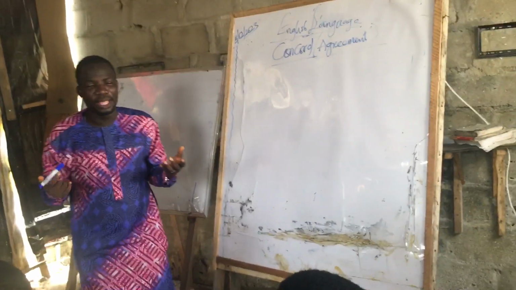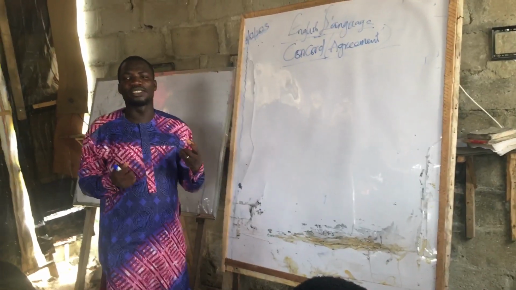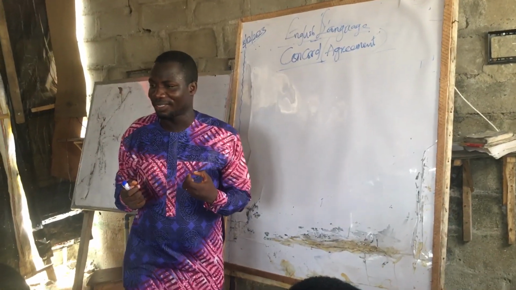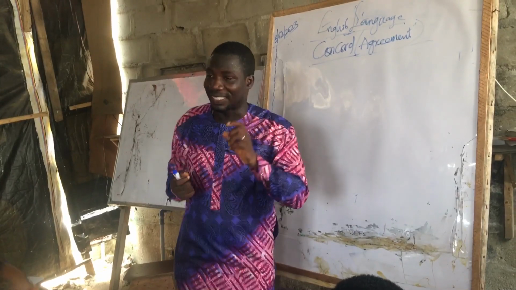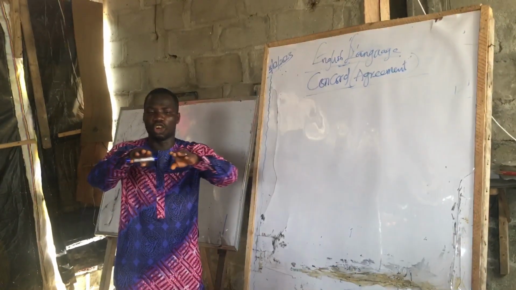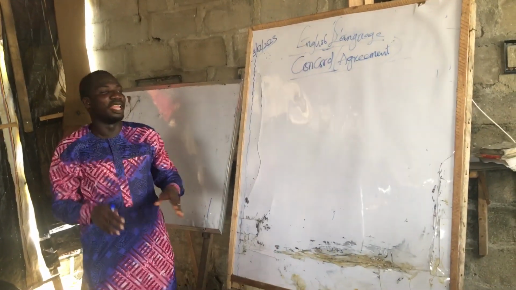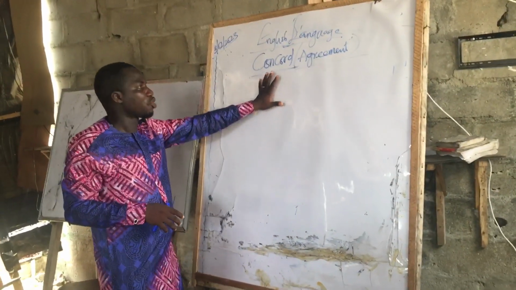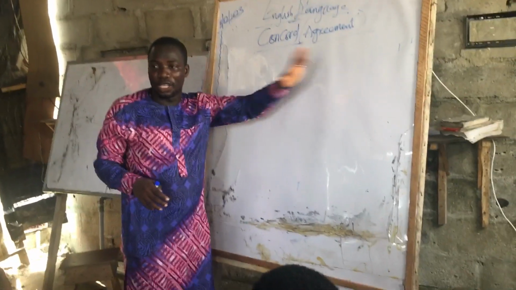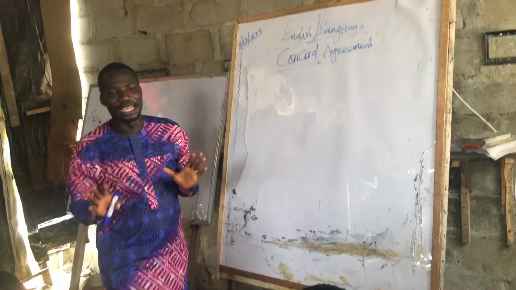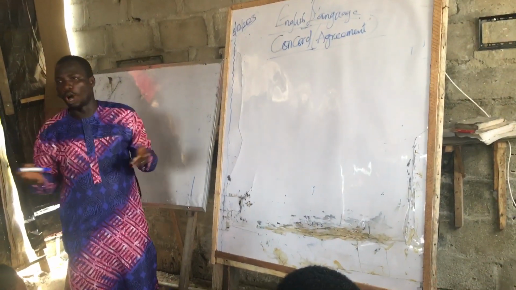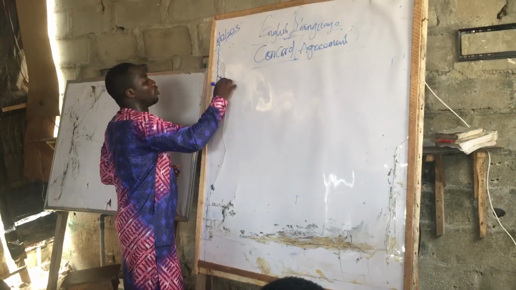Even in the legal term, there is something we call consensus ad idem. What do I call it? Consensus ad idem. That is the coming together of two minds, being on the same level. But grammatically, Concord is a grammatical agreement. A grammatical agreement. So, what is Concord?